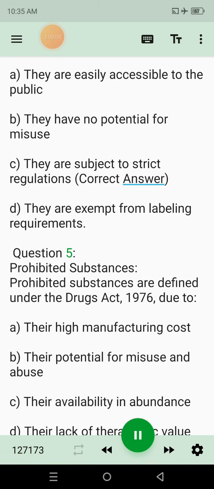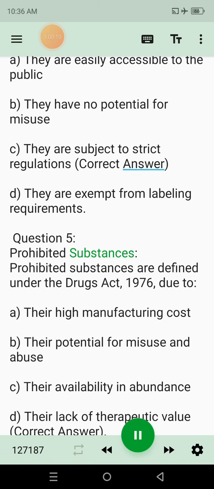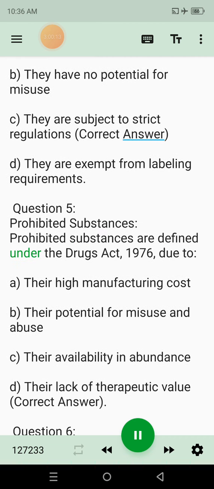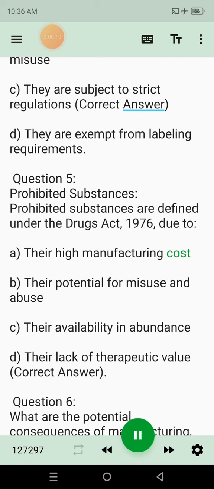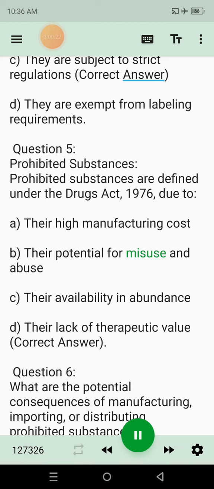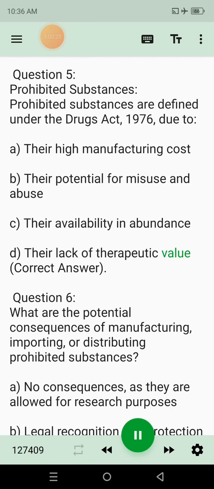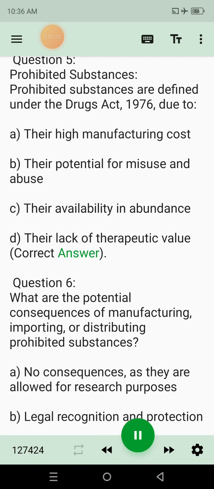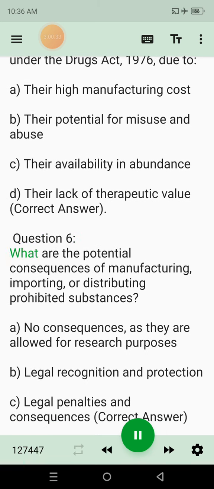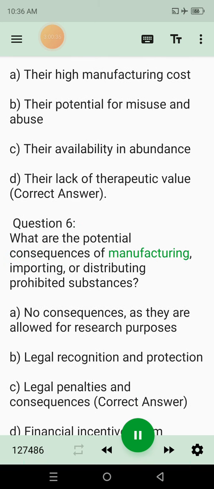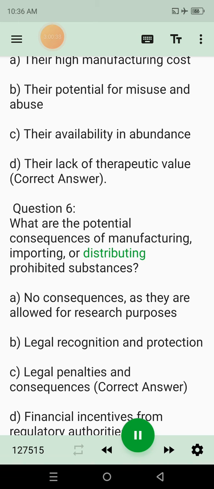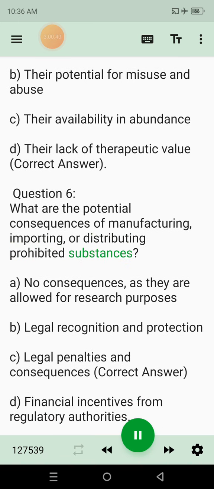Question 5. Prohibited substances are defined under the Drugs Act, 1976, due to: A. Their high manufacturing cost. B. Their potential for misuse and abuse. C. Their availability in abundance. D. Their lack of therapeutic value. Correct answer.